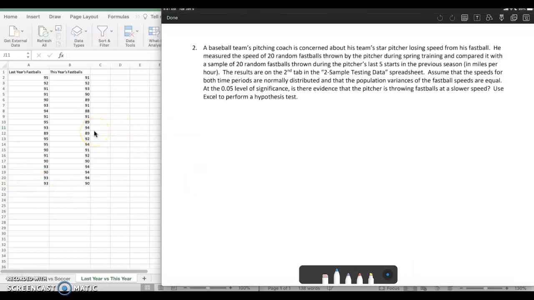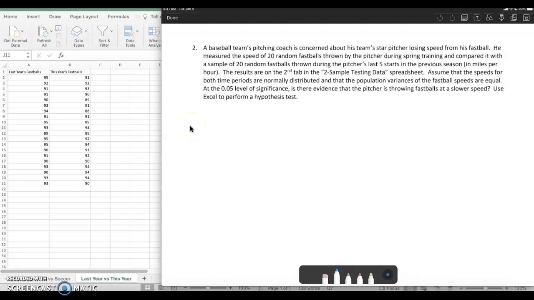The results are on the second tab in the two-sample testing data spreadsheet, which I have open over here. Assume that the speeds for both time periods are normally distributed and that the population variances of the fastball speeds are equal. We want to run this at a 0.05 significance level to see if there is any evidence that the pitcher is throwing fastballs at a slower speed using Excel.